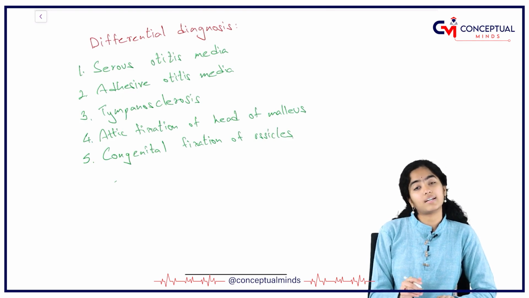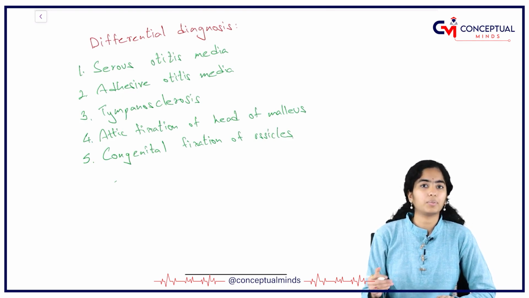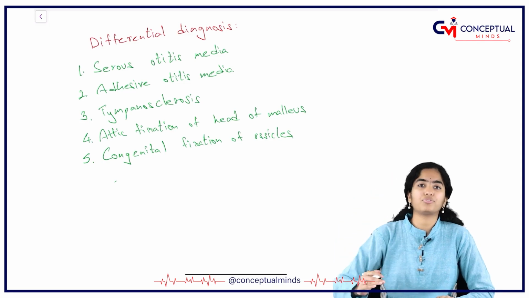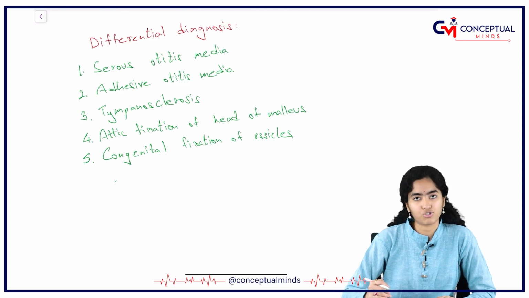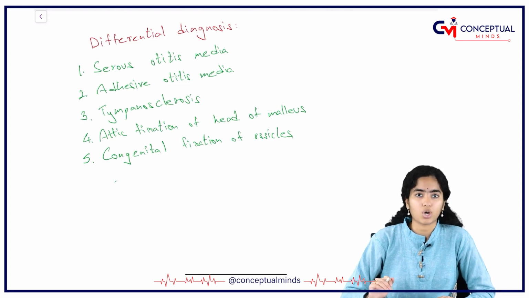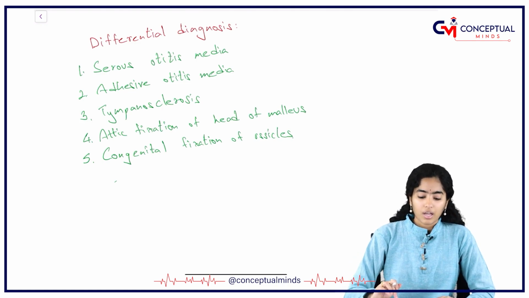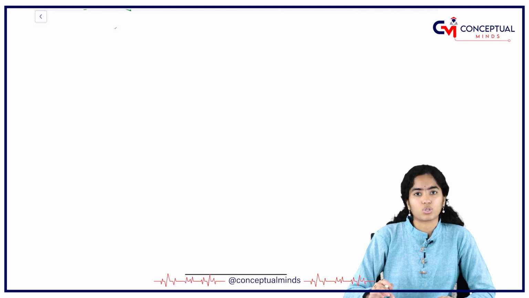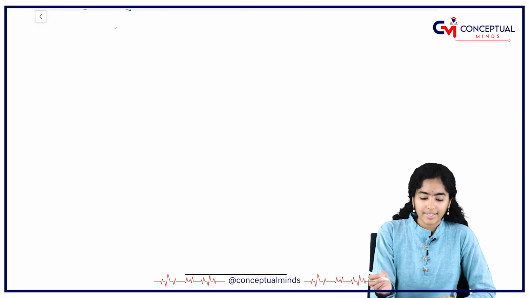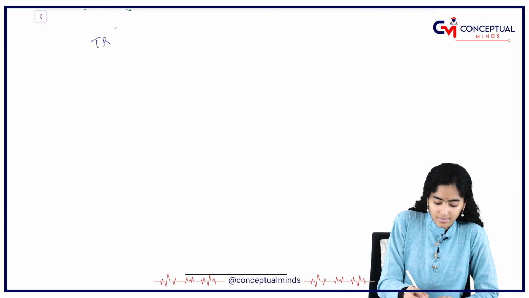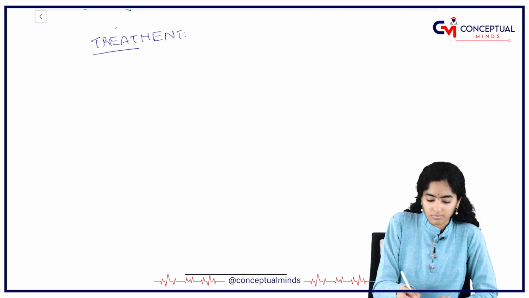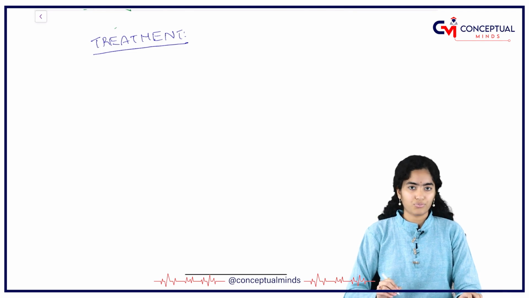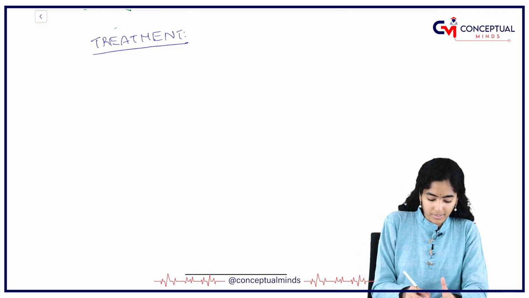And ossicular discontinuity behind the intact tympanic membrane is also possible, but ossicular discontinuity would show an AD type of graph in impedance audiometry. It shows higher compliance. So it's a less possible differential diagnosis, but that's also possible. Keep it in your mind, ossicular discontinuity. After learning the differential diagnosis also, let us finally move on to the treatment part of otosclerosis. So first, medical treatment and then surgical treatment.